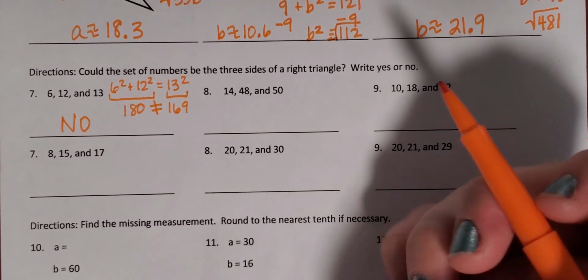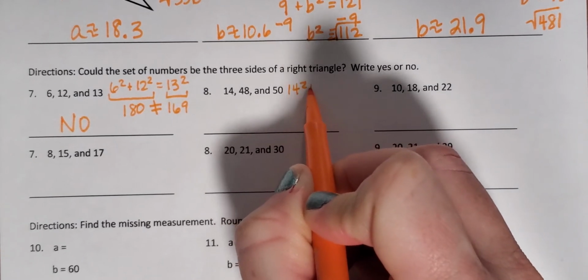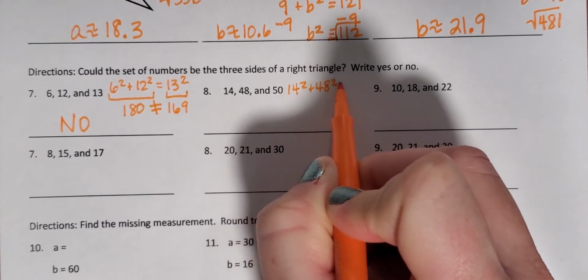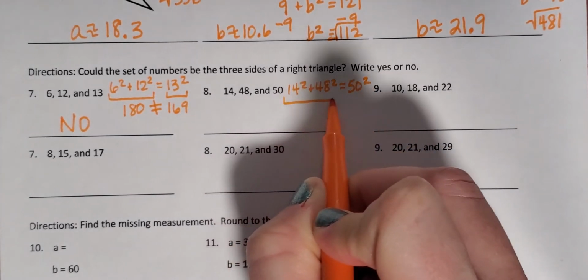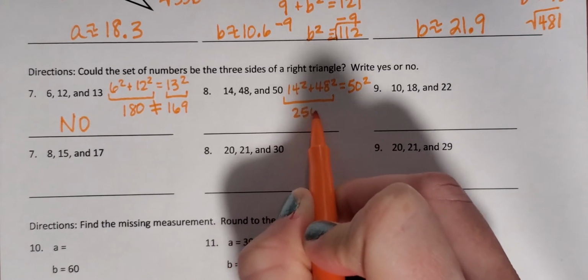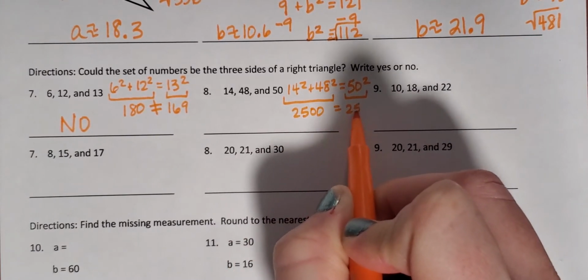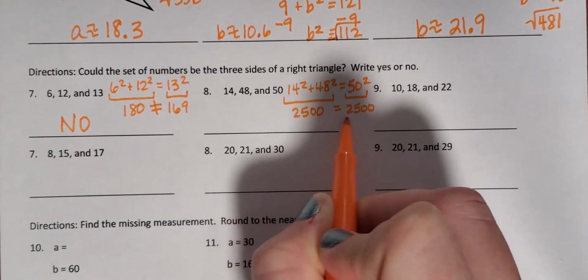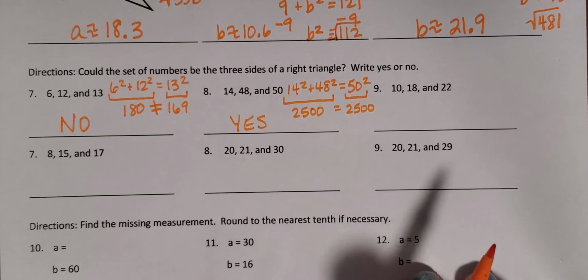All right, the next one, I am going to take 14 squared plus 48 squared, and I'm going to see if it will equal 50 squared. So if I do this part in my calculator, I will end up getting 2,500. If I do this in a calculator, I will also get 2,500. Since those two numbers equal, then yes, it would form a right triangle.